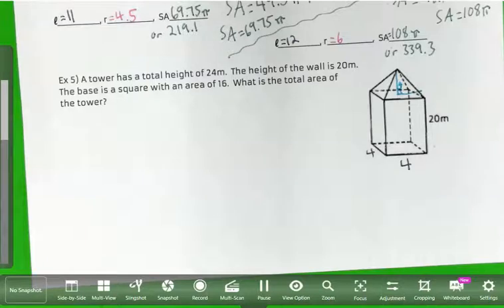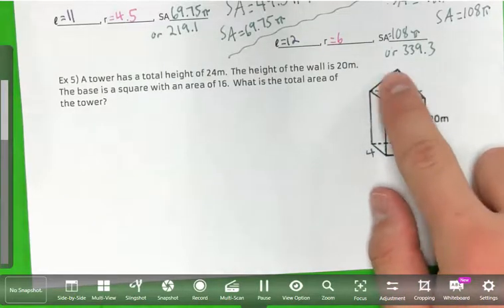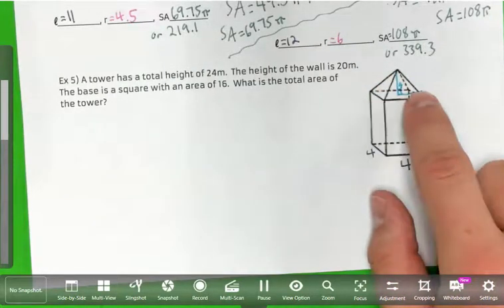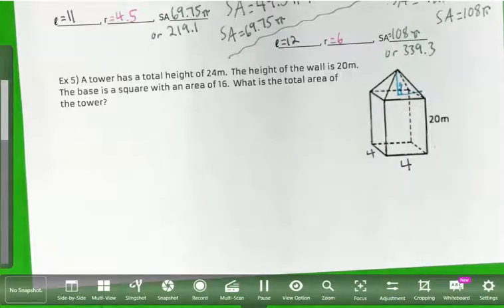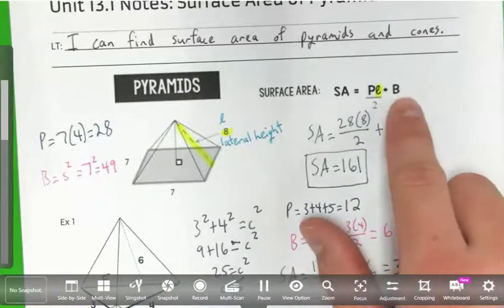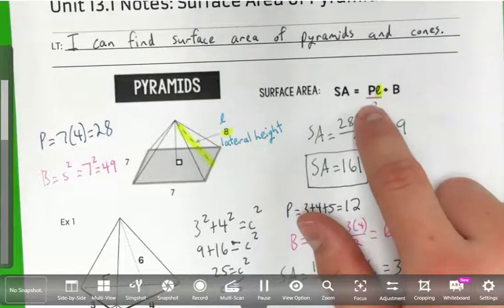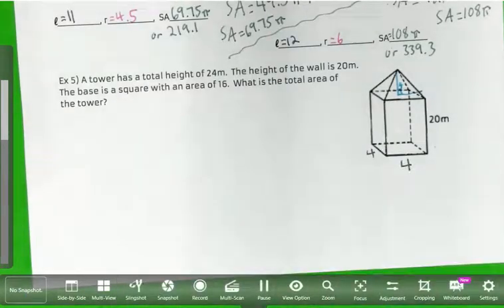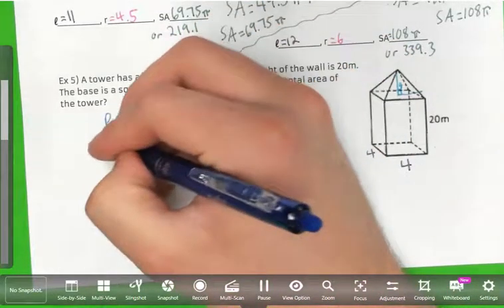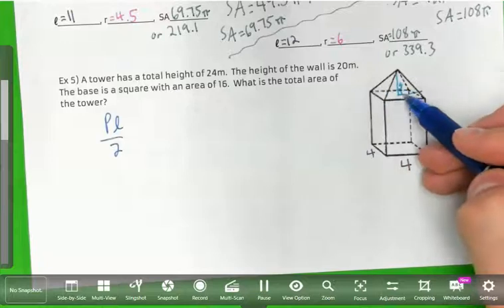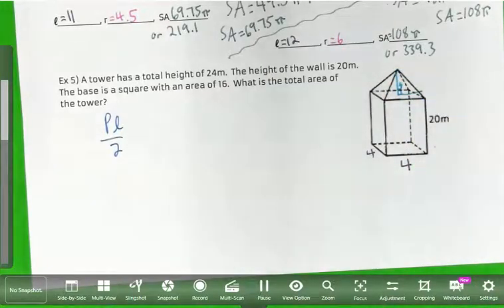Well, in order to figure this out, we are not going to need the total area of this pyramid, because this total area includes this base, and we do not want to include that base. So instead, we are going to be excluding this capital B, and instead we'll only be doing PL over 2. So let's go ahead and start writing that down. PL over 2, that is going to take care of these 4 triangles at the top.